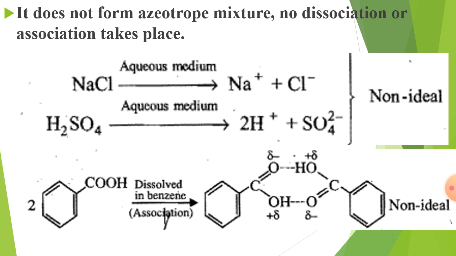One more example, 2 molecules of benzoic acid when dissolved in benzene get associated by hydrogen bonding. Here 2 molecules after dissolving in benzene give a single molecule. That's why association takes place. And this is not an example of ideal solution. Basically, it is also an example of non-ideal solution.